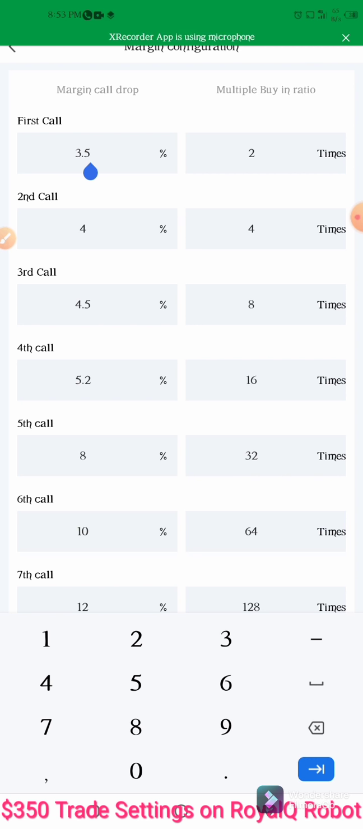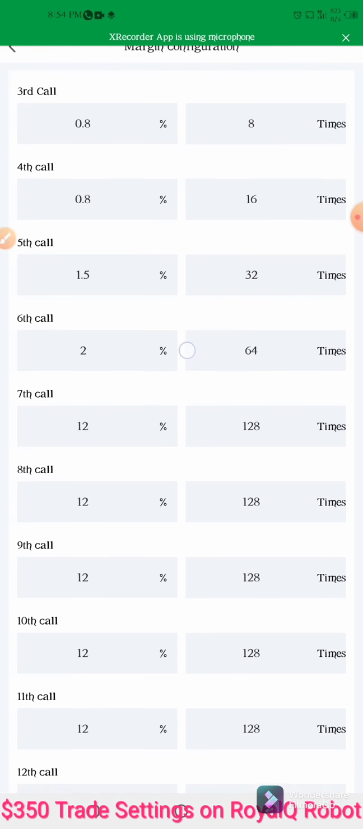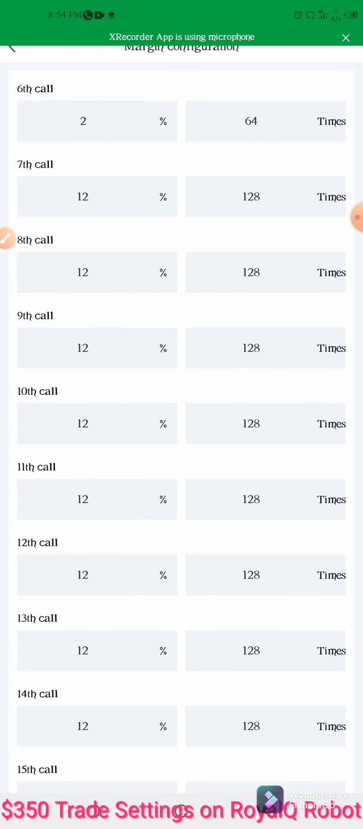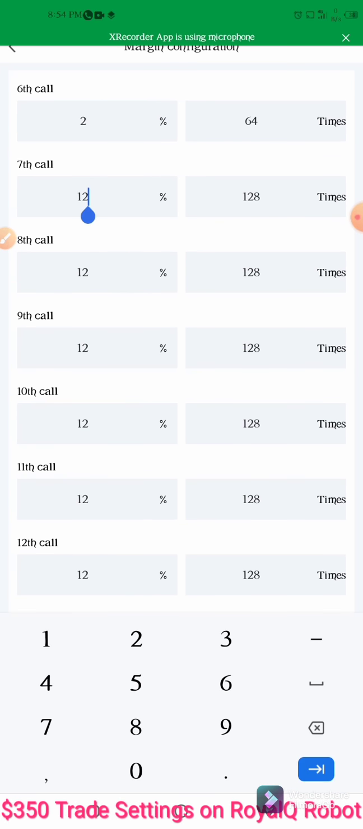Okay, the first one, like I explained in the previous video, is 0.7. The second is 0.7. The third, 0.8. The fourth is 0.8. The fifth, I go by 1.5. Okay, the sixth, 2. The seventh, you go by 2.